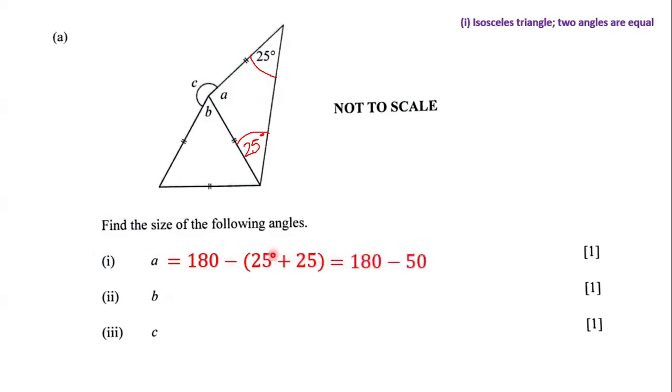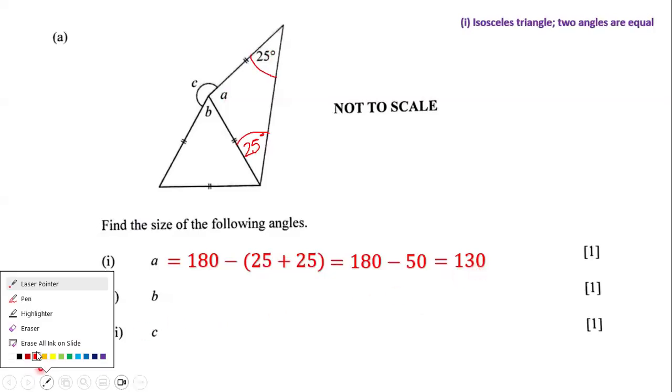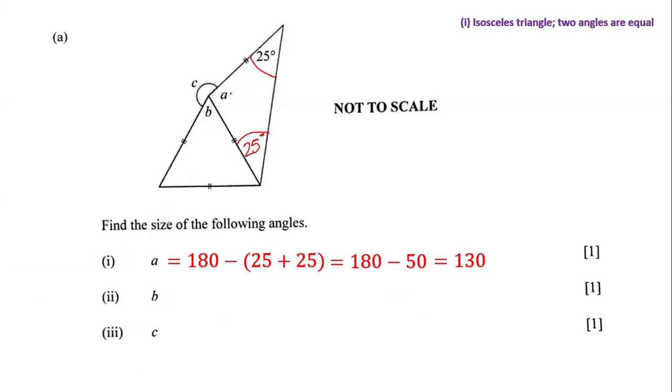25 plus 25 is 50. So A is equal to 180 degrees minus 50 degrees, and 180 minus 50 is 130 degrees. So the size of angle A is 130 degrees. Let's write that down: angle A equals 130 degrees. So this is 130 degrees here.